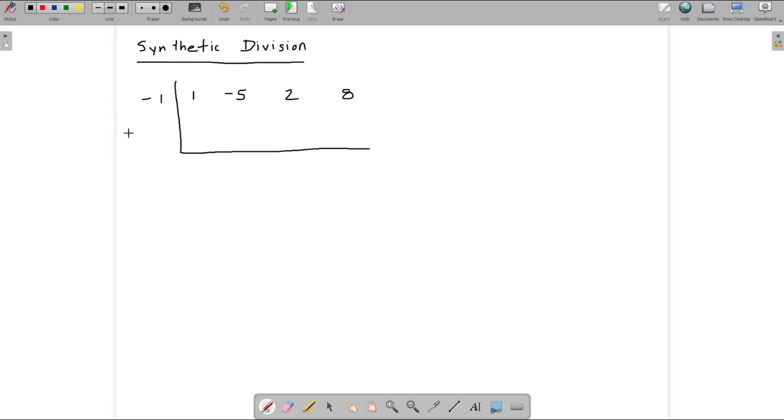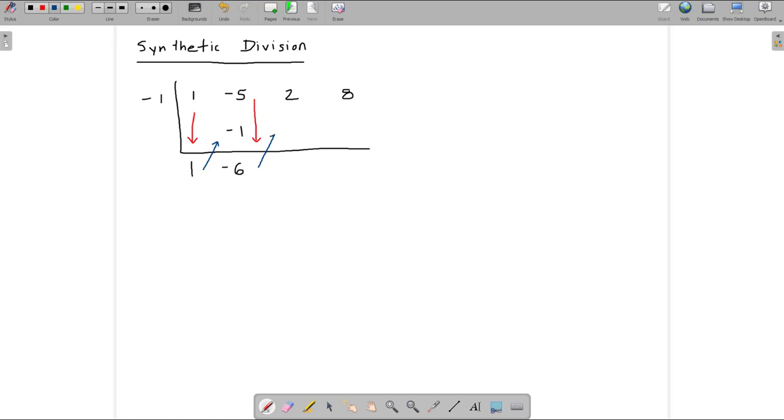Okay, and let's remember our synthetic division algorithm. First we go downward. Bringing this 1 down just gives us 1. And then going diagonally, we have to multiply. So -1 times 1 is going to give me -1. Going downwards, I have to add. So -5 plus -1 is going to give me a -6.